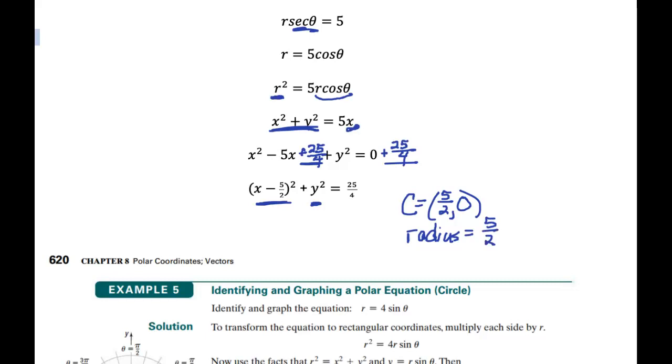Now there are some other problems in your book that do this as well. As a reference, you may want to come back and look at page 620 in your e-text or in your textbook. That one involves identifying the polar equation, which is a circle, r equals 4 sine theta. And then I think there's even another one after that one that goes through the same process again, where you're changing from a polar equation to one in rectangular form. I hope this helps.